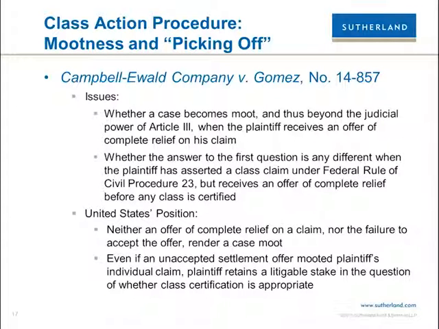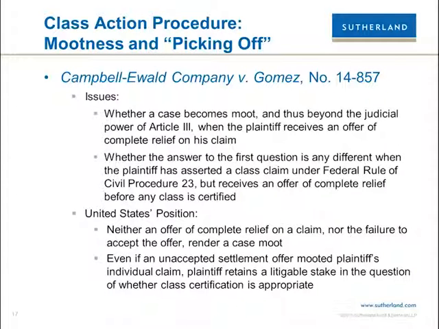Notably, the Ninth Circuit, in its decision, relied on the dissenting opinion in the Genesis case, or the Symczyk case, which was a vigorous dissent from Justice Kagan, joined by three other justices, saying that an offer of full relief under Rule 68 should not have mooted an FLSA collective action. And I think we can presume that both Justice Kagan and those other justices will likely be of the same mind with regard to Rule 23. So it sets up some very interesting issues.